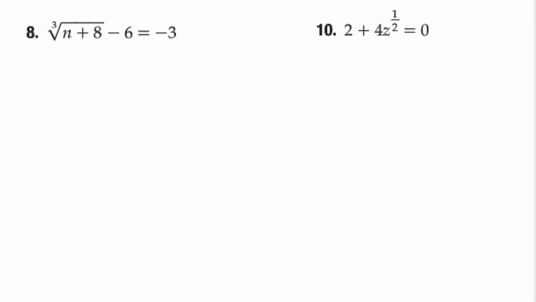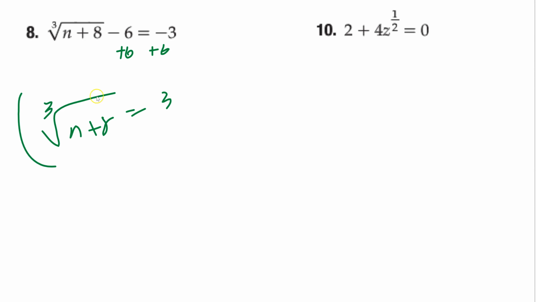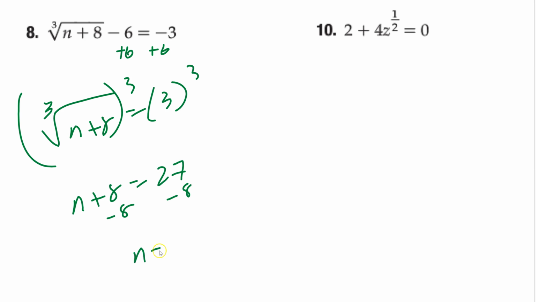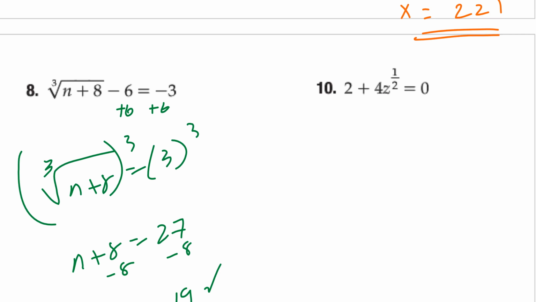More problems. Let's just do this one really fast. So plus 6, cube root of n plus 8 equals 3. Cube both sides. N plus 8 equals 27. Minus 8, n equals 19. Again, check your work, plug it in, you get 27, cube root of it, it's 3. 3 minus 6 is negative 3. So it does work. Next one.